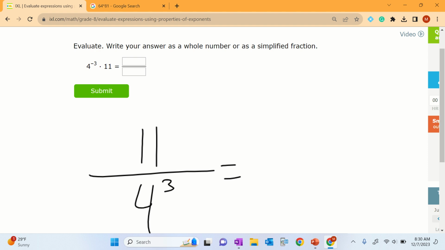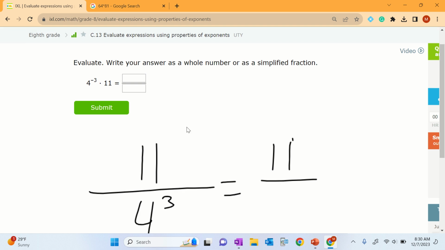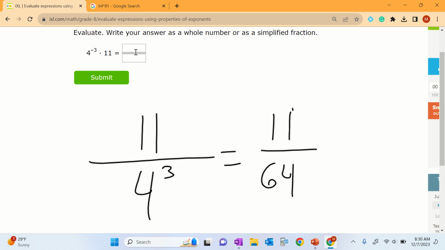Okay. 11 over 4 times 4 is 16. 16 multiplied by 4, we get 64. 11 is prime. 64 does not divide by 11, so it's going to be 11/64.